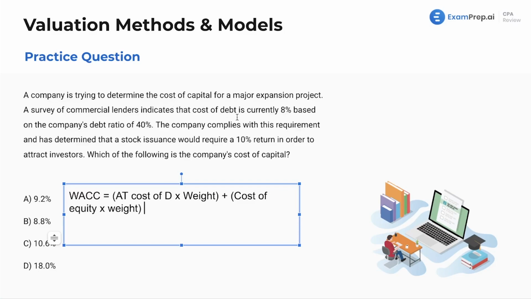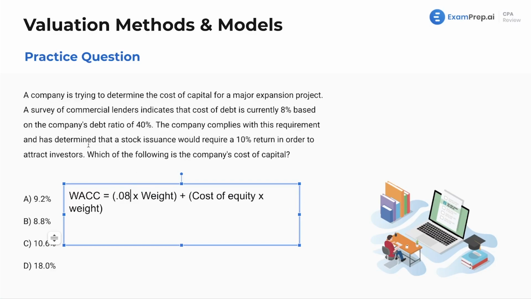Now, I'm assuming that's after tax. And why am I assuming that? I don't see any mentioning of tax rates. So we just kind of have to assume it's after tax, right? There's nothing to indicate otherwise; it's the only thing we have to go off of. So that's 0.08 for the cost of debt.